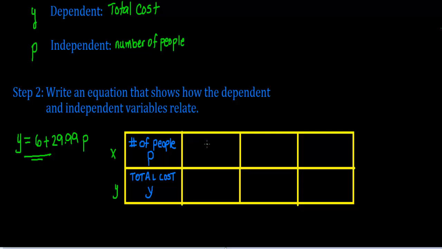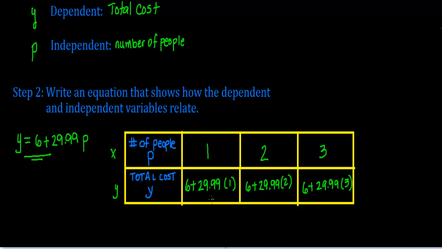So if one person goes, what would the total cost be? Well, the total cost would be $6 plus $29.99 times one person. If two people go, then the cost would be $6 plus $29.99 times two people. Does that make sense? And if three people go, then this would be 6 plus $29.99 times 3 people. I'm not going to calculate how much this is because I'm not interested in knowing the total cost. I just want to know what the equation is.